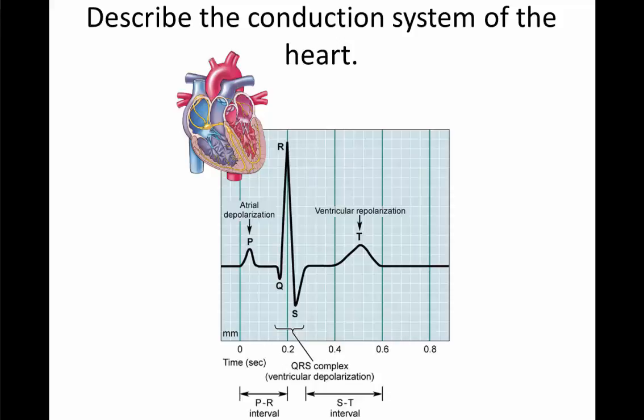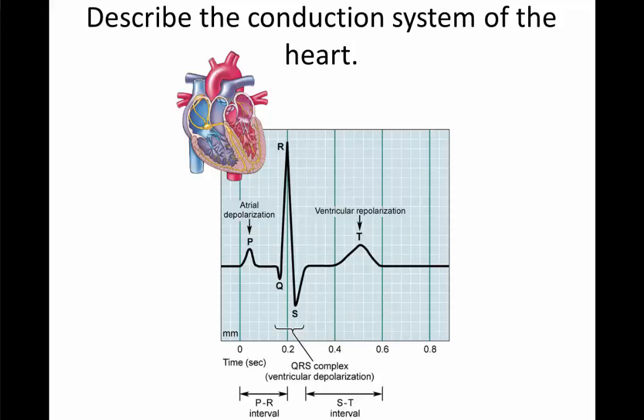We have the P wave, the QRS complex or QRS wave, and then the T wave in each individual beat of the heart. What these regions are showing are the P wave, as indicated here, showing the depolarization of the atrium, which represents the atria contracting. The QRS complex is ventricular depolarization, representing the ventricles depolarizing.